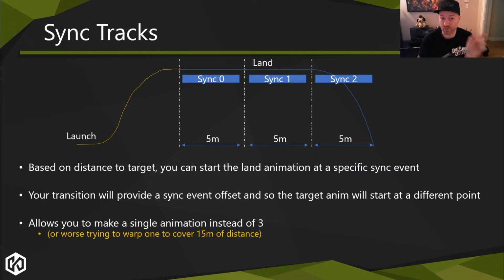So what you can do is put some periods in that animation, and say, okay, sync period 0 covers the first 5 meters, 1 covers the next 5 meters, 2 covers the next 5 meters. And then based on the target, you will have a transition that says, hey, transition me into the start of 0, or transition me into the start of 1, or transition me into the start of 2. So you could shortcut where in the animation you want to start by simply setting a transition start point with this sync track.